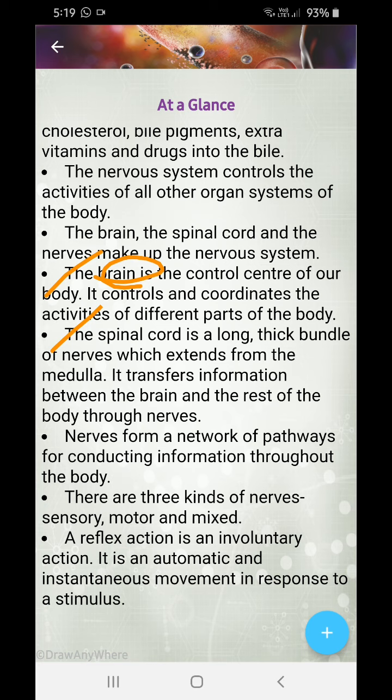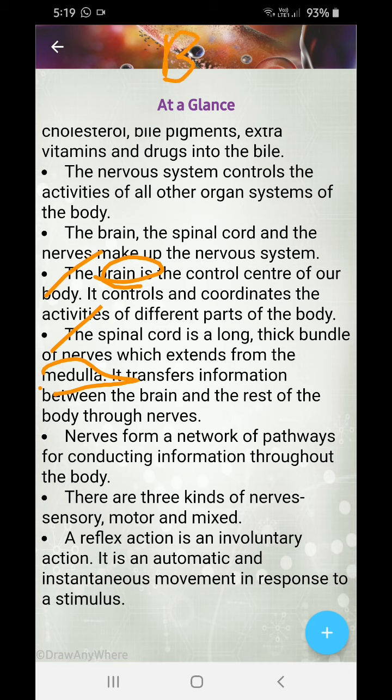Next, the spinal cord is a long, thick bundle of nerves which extends from the medulla. It transfers information between the brain and the rest of the body through nerves. So the spinal cord is like the vein you learnt about in the plant system. This is the spinal cord, I already told you. And what is this medulla?